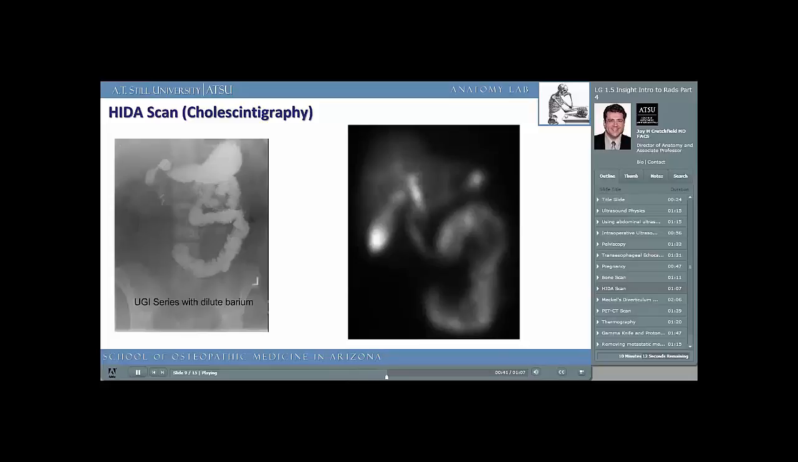Here you can see the liver, the gallbladder, the common bile duct, the small intestine, the mesentery, and a small amount of bilious reflux back into the stomach. If the patient has gallbladder disease, the gallbladder will not be seen at all, or it'll be seen after a delayed amount of time has gone by, usually hours. Normally the gallbladder, if it's normal, will light up in about 10 minutes.